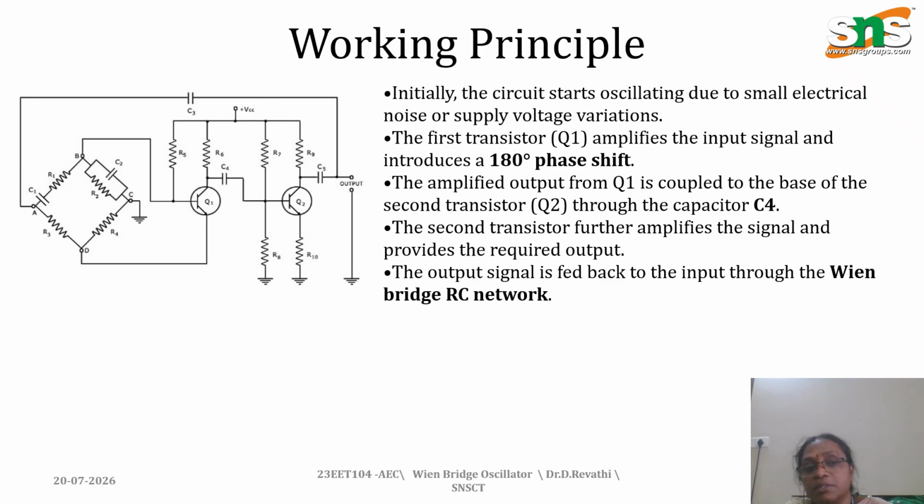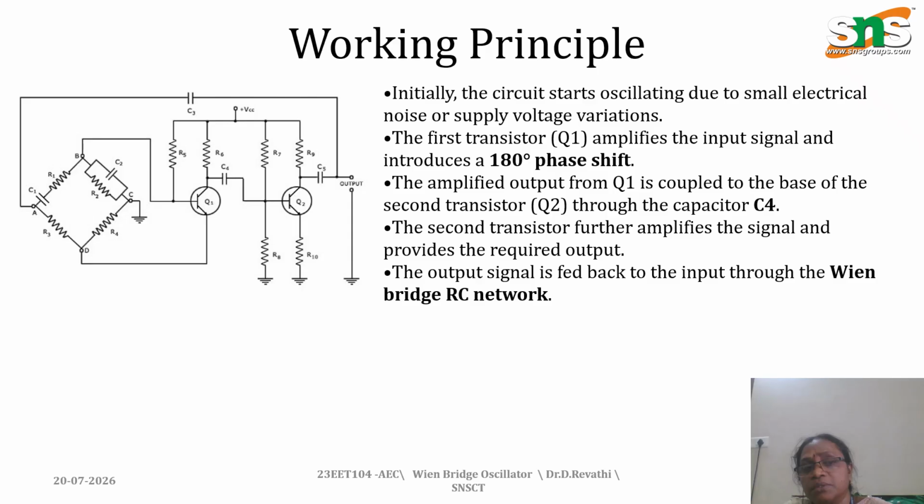The output is again given back to the feedback section, and the feedback section consists of a series RC and a parallel RC network along with two resistors, forming a bridge. It looks like a Wheatstone bridge. The series resistance area and the C2 and R2 are considered parallel. So the feedback is fed back to this area.